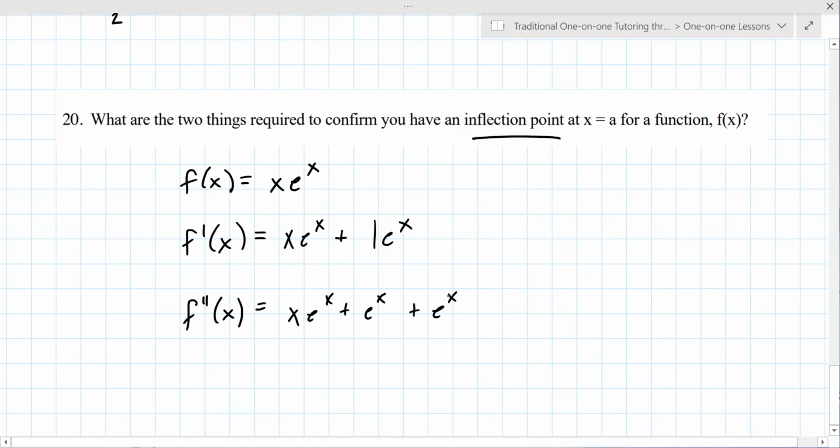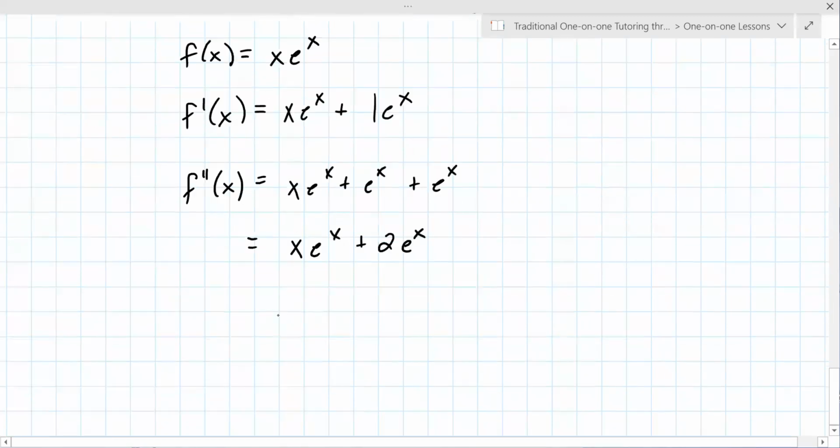Wait, the derivative of e to the x is e to the x? Yes, itself. Oh, yeah, okay. But I want to just cut through this because I want to get to the part where we can actually work on this. So let's factor out an e to the x, and you get x plus 2. Now when you set this equal to 0, x plus 2 equals 0, x equals negative 2.